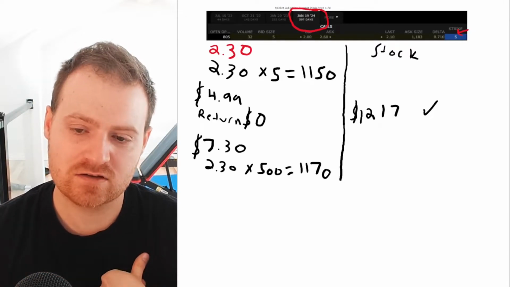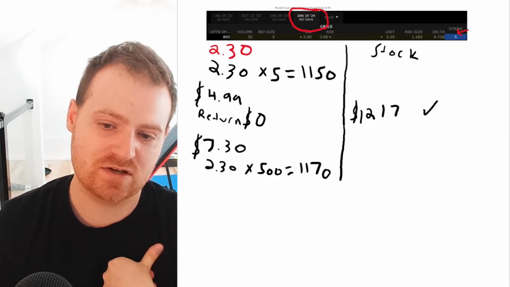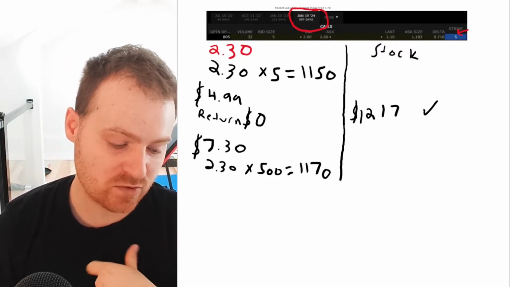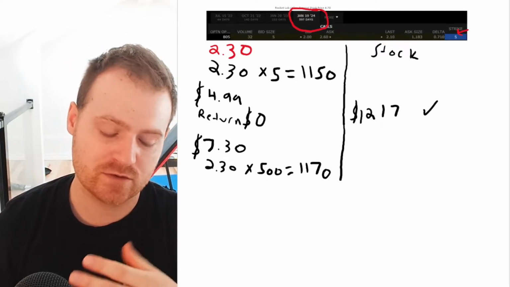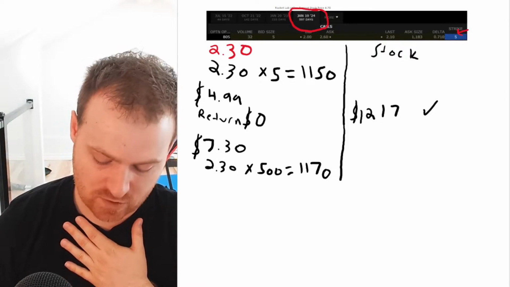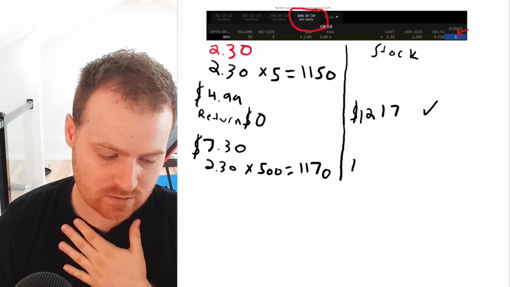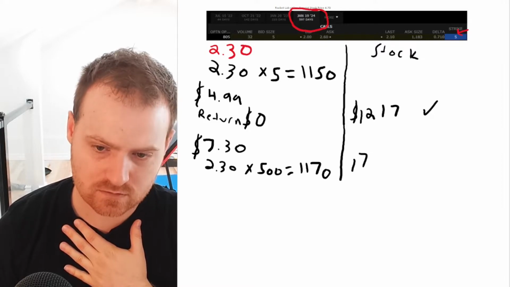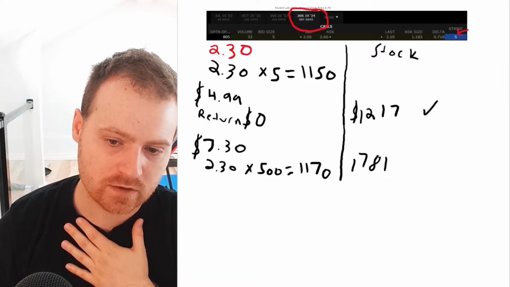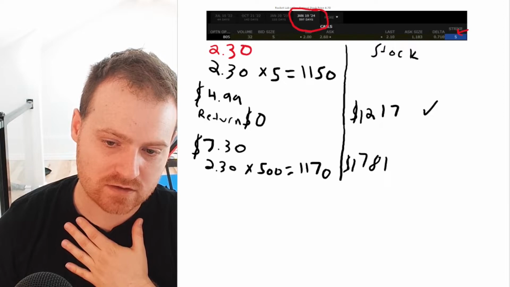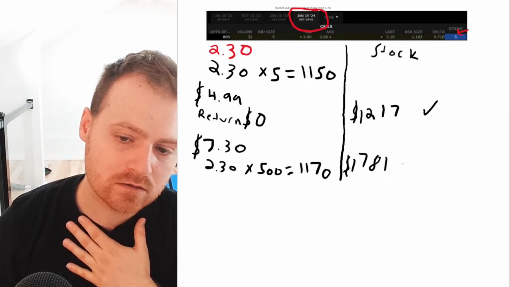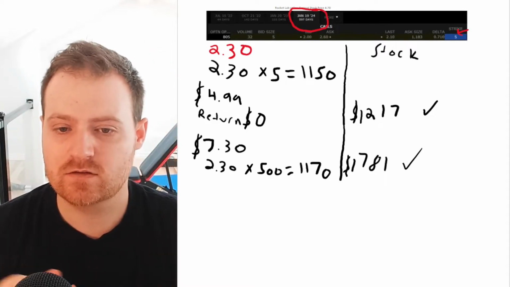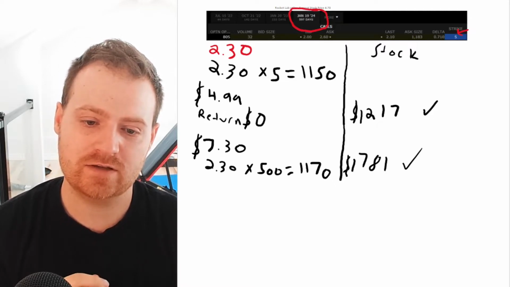Now, how does the stock do if I just bought the stock instead of the option at this point? Well, it's pretty straightforward. You have 244 shares worth of stock. You multiply that out and you get $1,781. So the stock is still the winner here, but we're starting to catch up in terms of if we had gone with the option, right?